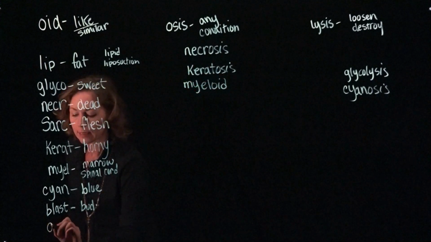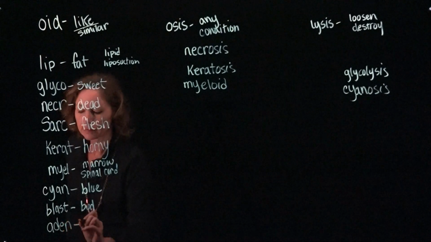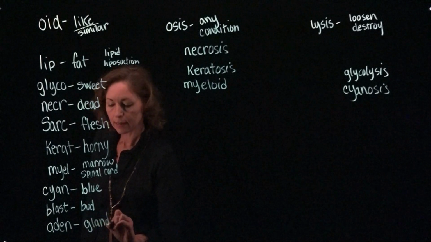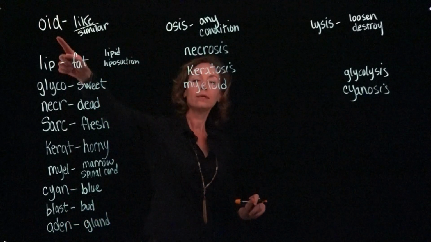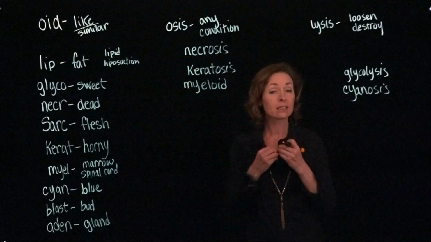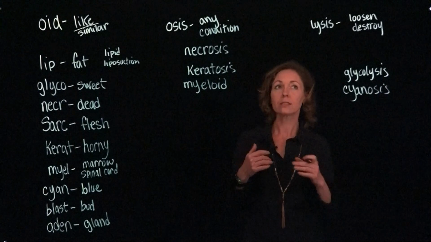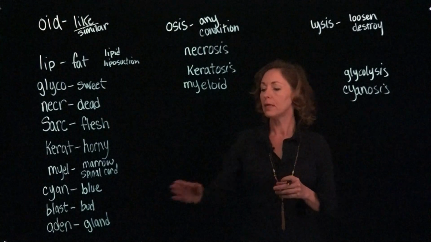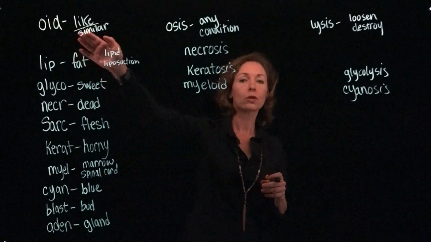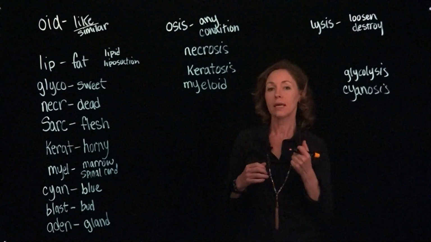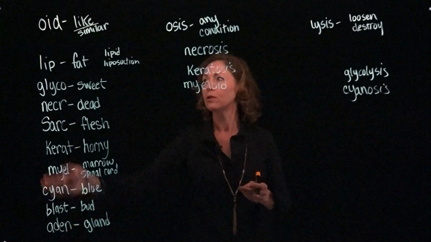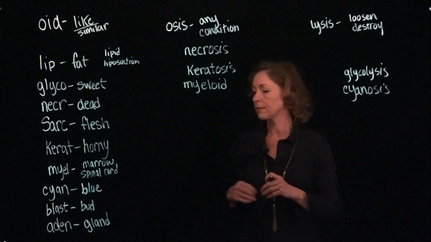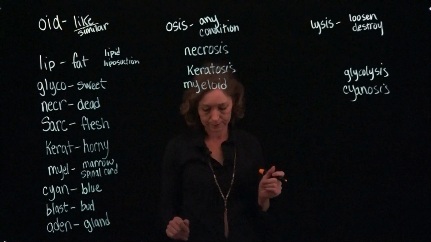Our next word is aden. Aden means gland. Have you heard of adenoids? So if you've ever had a tonsillectomy or know someone who had their tonsils removed, perhaps they also had their adenoids removed at the same time. It is a gland-like structure beside the tonsils. So adenoid is probably a word that you've heard that you didn't realize was made up of two separate meanings. Aden means gland.